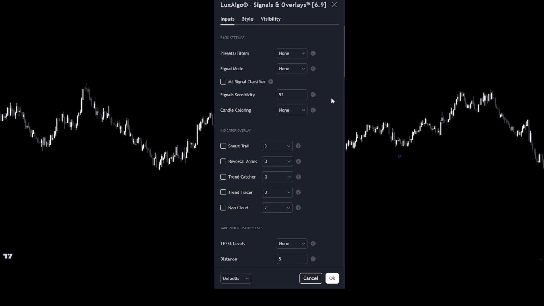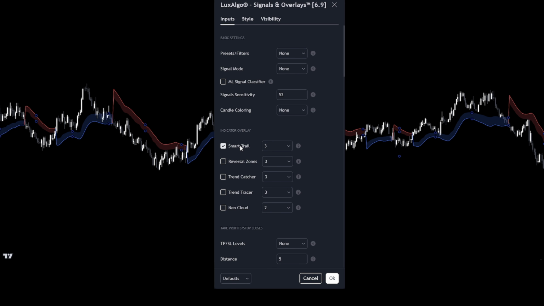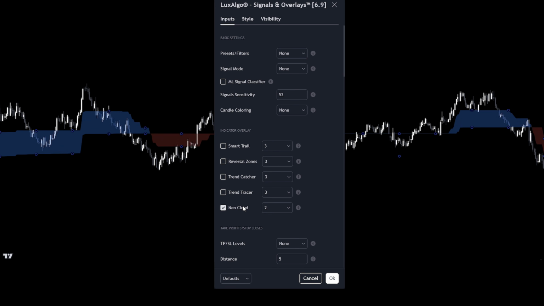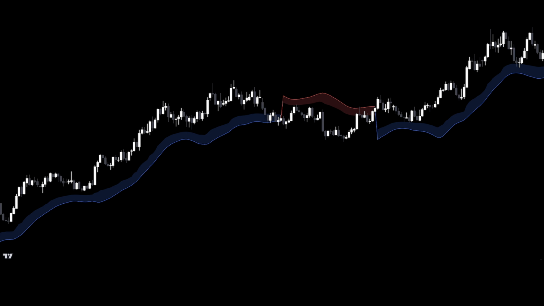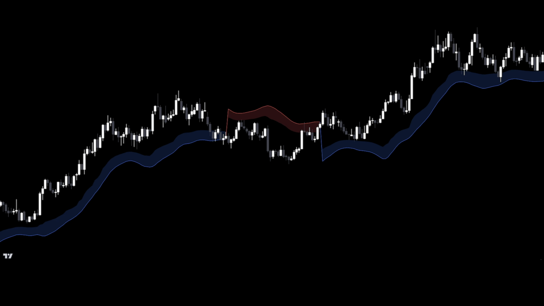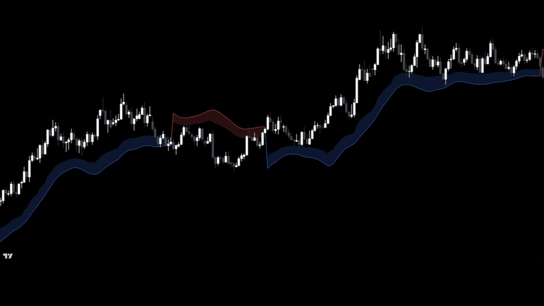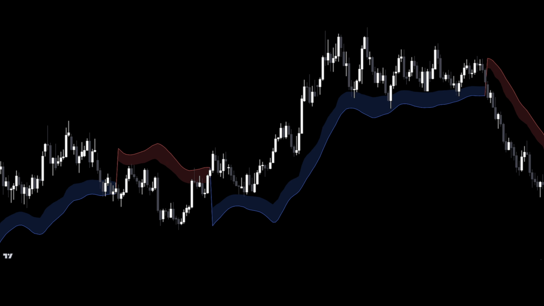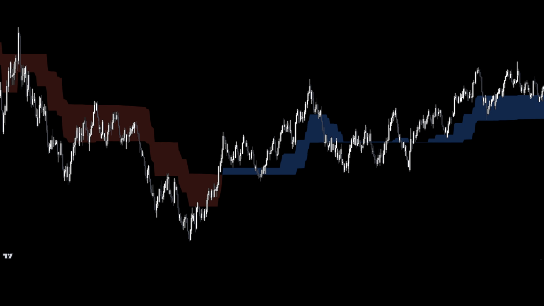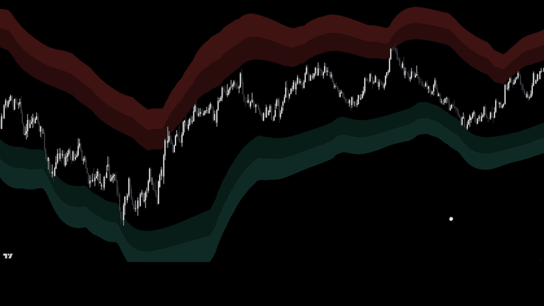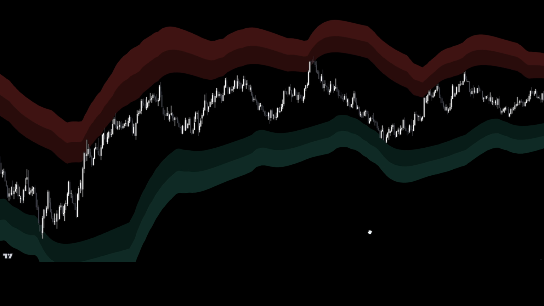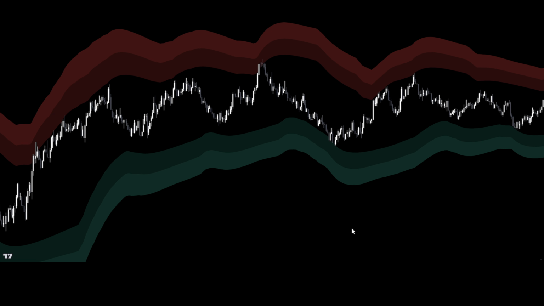Next are the indicator overlays like the Smart Trail, Neo Cloud, and Reversal Zones, which provide dynamic support and resistance levels. The Smart Trail adapts to market volatility, acting as both a trailing stop and an additional confluence for entries and exits. The Neo Cloud, similar to the Ichimoku Cloud, highlights trend strength and direction, while the reversal zones help traders pinpoint potential tops and bottoms for precise trade execution.